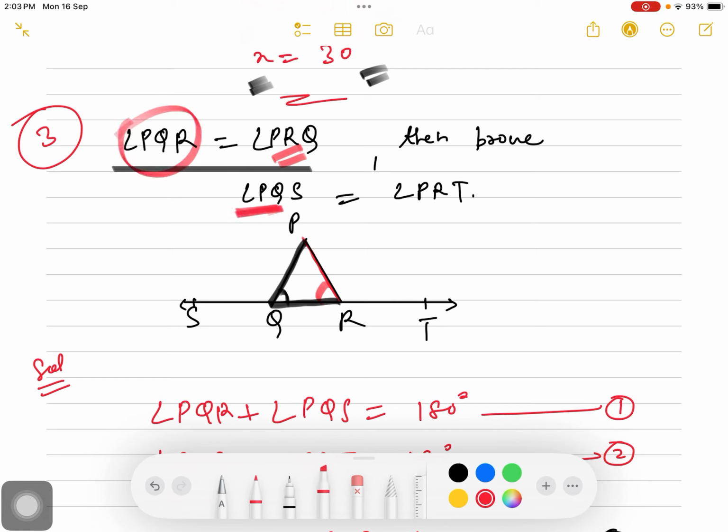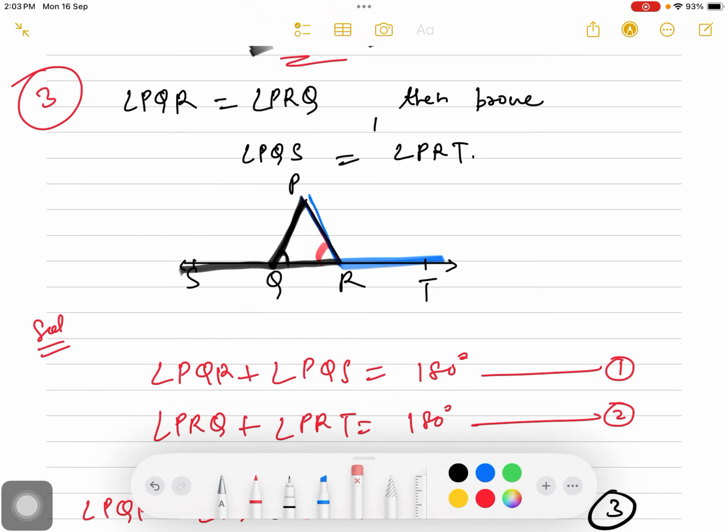We have to prove angle PQS equals angle PRQ. Angle PQS is this angle, and PRQ is this one. I marked these with a star. These are the two angles we have to prove equal. They have also given that the black angle is equal to the red angle in the question.